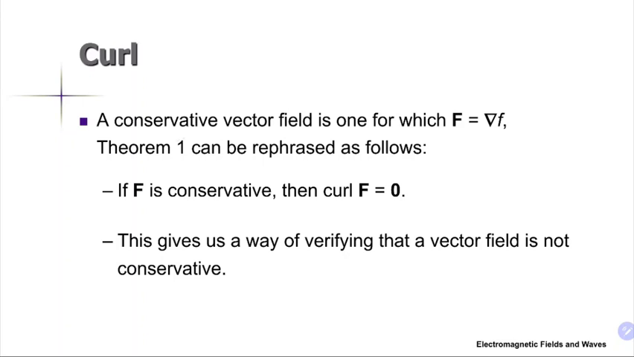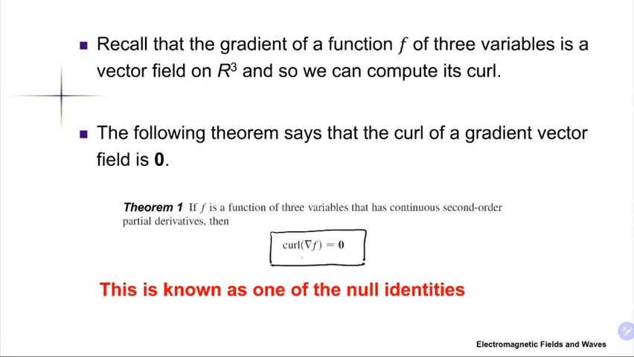So we know that conservative means that the gradient of a scalar function is equal to a vector field. So if I take the curl of that vector field, that will be equal to 0. Okay, so what I'm saying is that this is equal to f. That is what it means by a conservative vector field. So I now take the curl of f and it will be equal to 0. Okay, so it's the same thing.